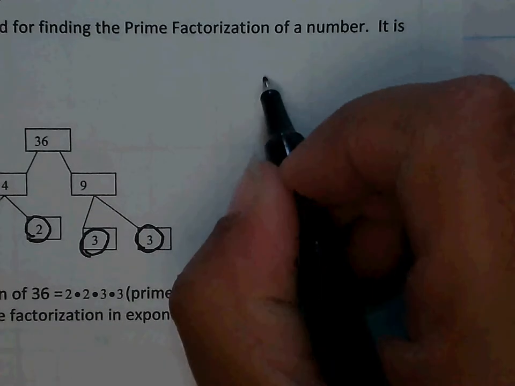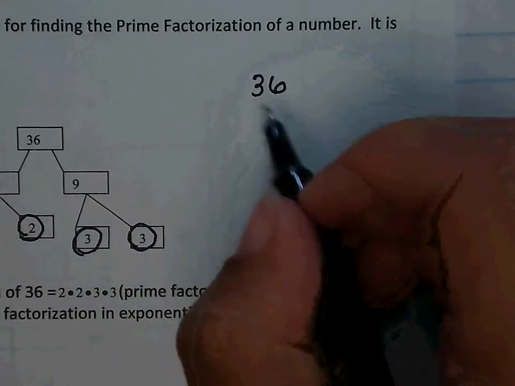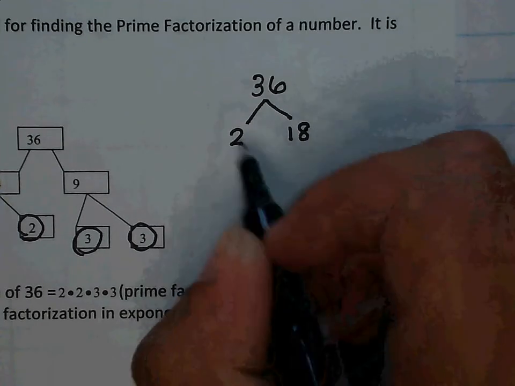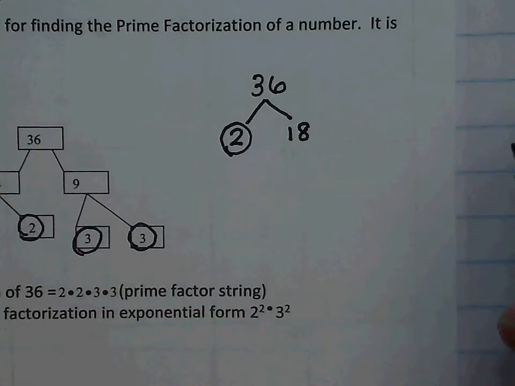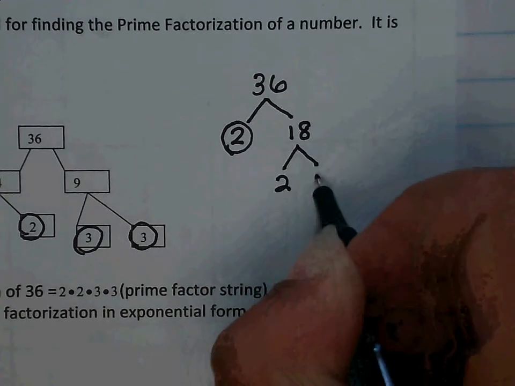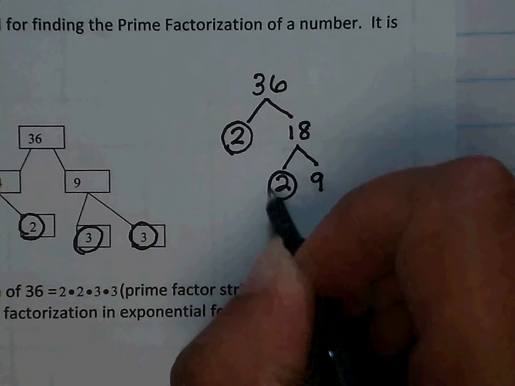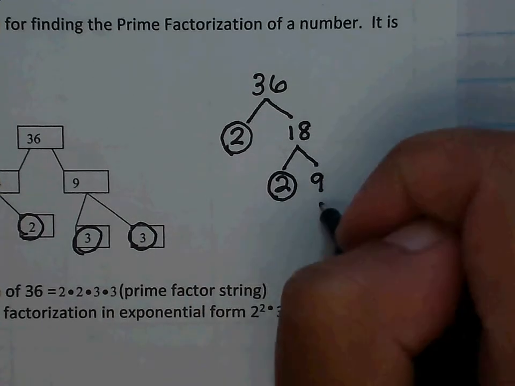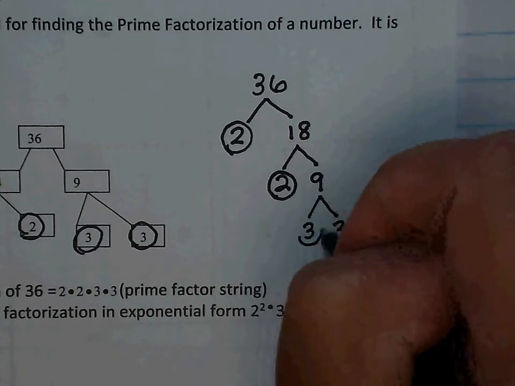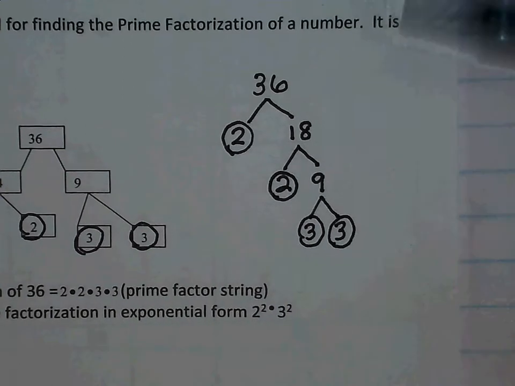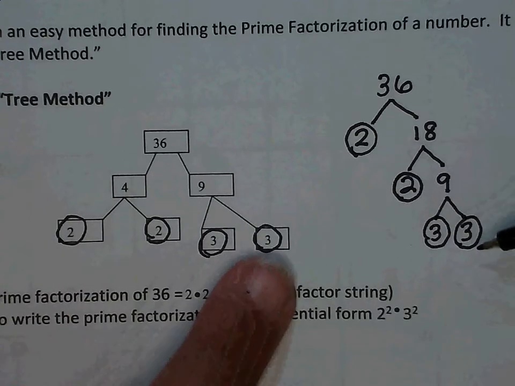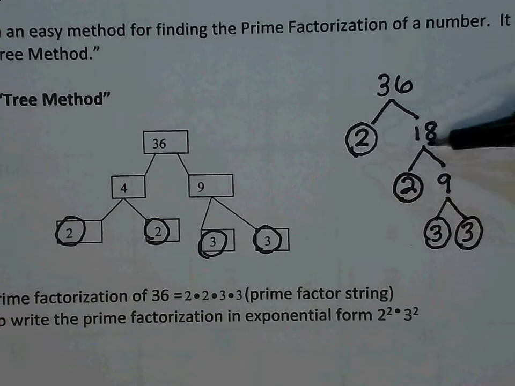So let's start up here together, and let's do 36. I'm going to break it down to 2 and 18. I'm going to circle 2 because that is a prime number. But 18 isn't, so I'm going to keep working with 18. I'm going to break 18 down to 2 and 9. 2 is a prime number, so I'm going to circle it. 9 is not, so I'm going to keep going. I'm going to break 9 to 3 and 3. 3 is prime, and so is the other 3. And look, I actually have the same exact answer: 2 and 2 and 3 and 3. This will always happen no matter what two factor pairs you choose from the beginning.